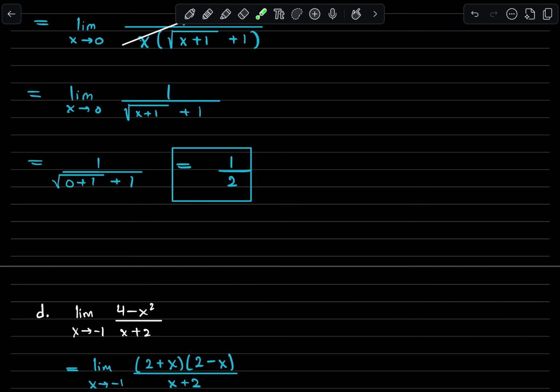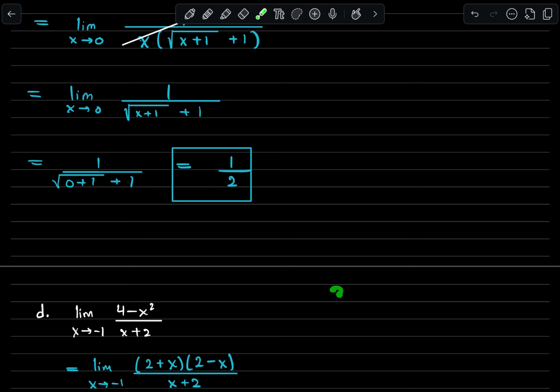So that 4 minus x squared becomes (2 plus x) times (2 minus x). Now, no, you don't immediately see this as the same thing, right? 2 plus x and x plus 2 are really the same thing, though, right? Even if they're not given in the same order.